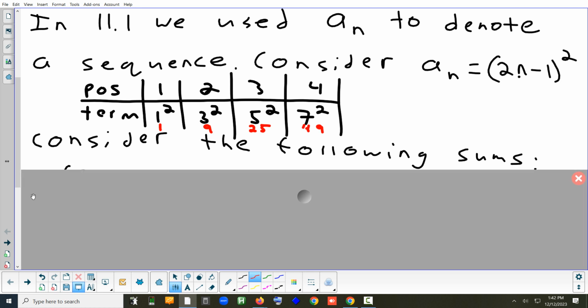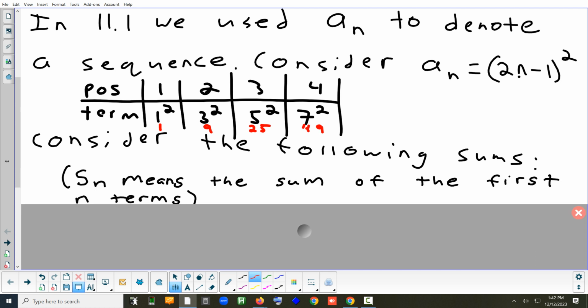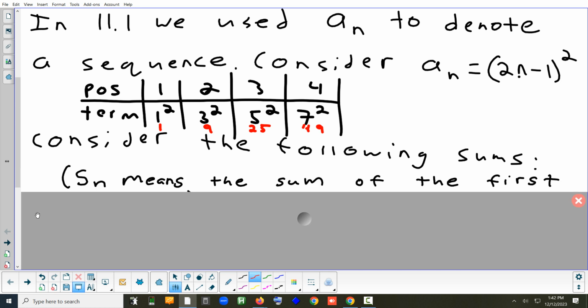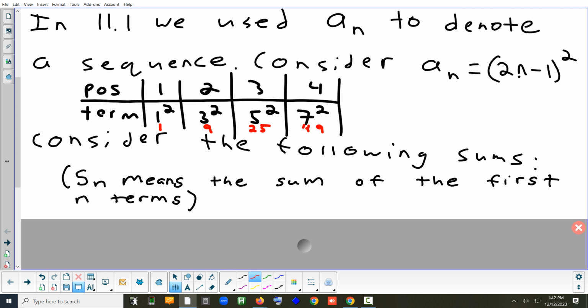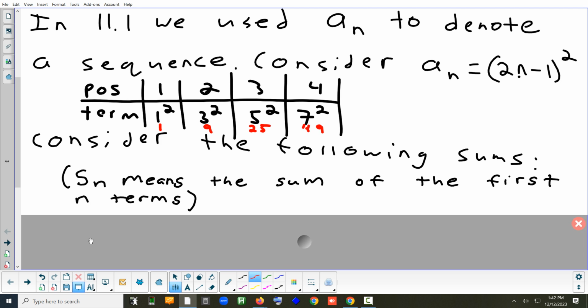So now, instead of just looking at these terms, we're going to look at adding them up. And depending on how many you want to add up, we're going to use a notation to do that. When we use a capital S and a small n, that's going to mean the sum of the first n terms. Okay, so if I did something like this, S sub 3, that would mean take the first 3 terms and add them together.